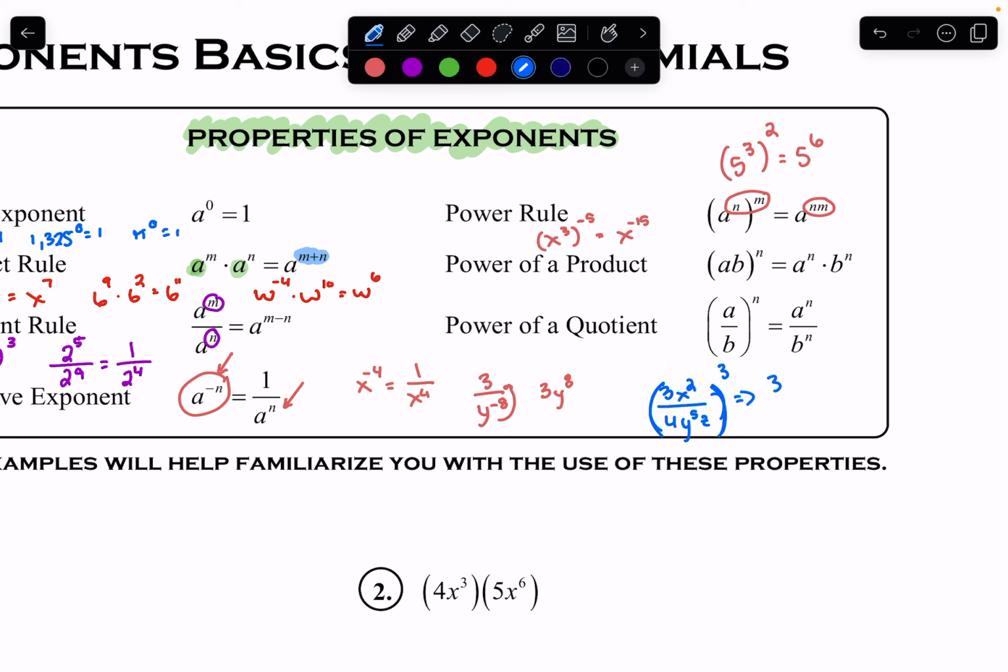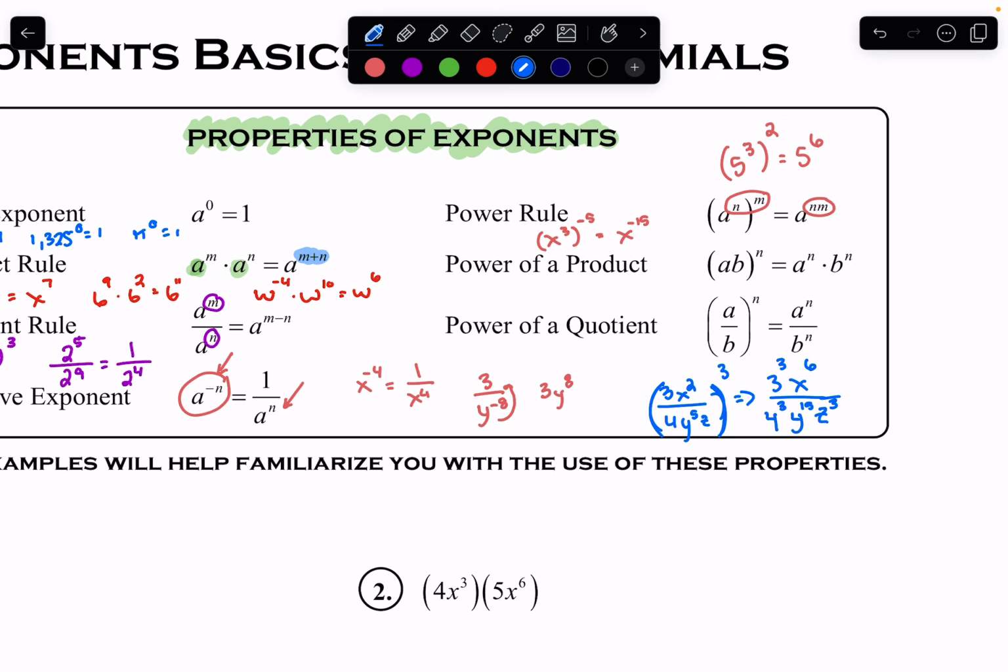So my 3 gets an exponent of 3. My x squared already has an exponent. It already has a 2. And now I'm combining it with another exponent, a 3, so I multiply those together and get 6. On the bottom, I've got a 4. I need to give it the exponent 3. I've got a y to the 5th power. That 5th is going to get multiplied by 3 and become 15. And then I have a z with no exponent, so it just gets the 3.